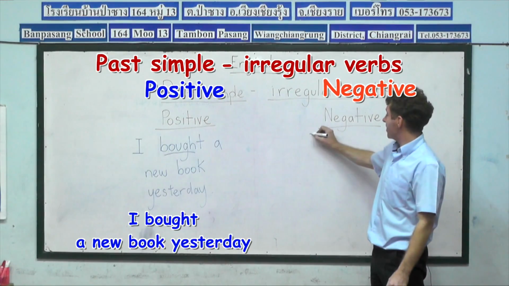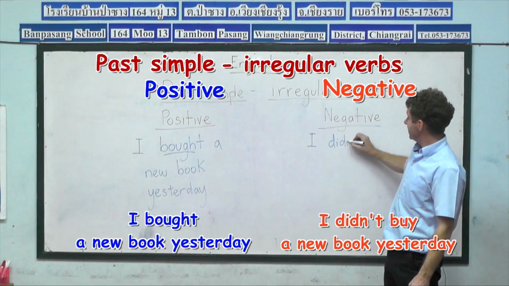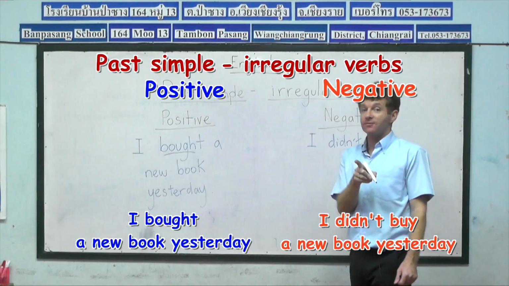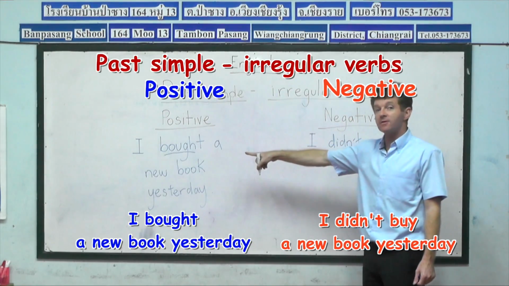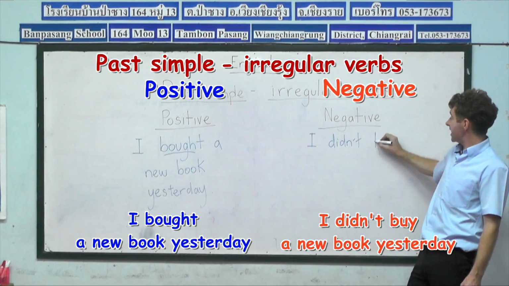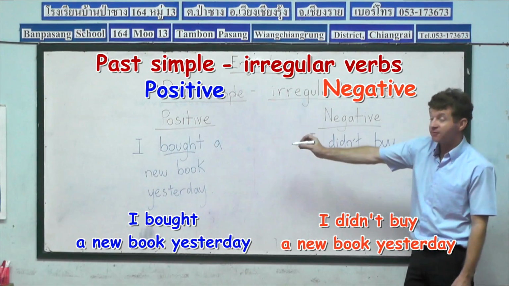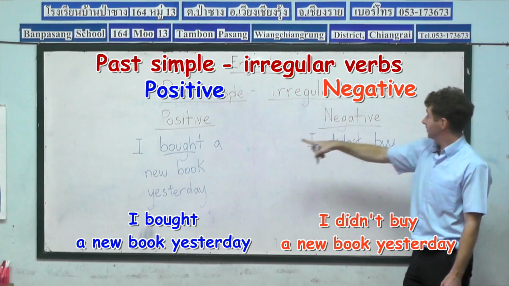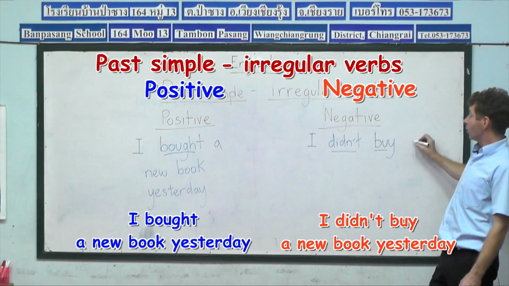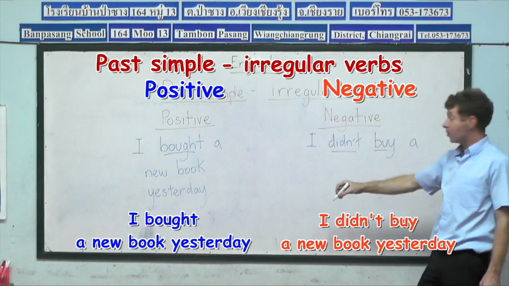Excellent. Well done, Prel. So we can say didn't, D-I-D-N-apostrophe-T. Now, the good thing about negative statements is that we don't have to use the past tense verb word of the irregular form. We can just say I didn't buy. You see, for positive, bought. For negative, didn't, and then buy. And what didn't I buy, guys? A new book yesterday.